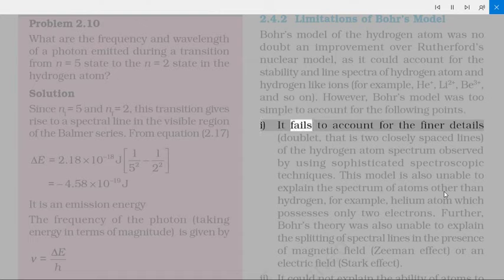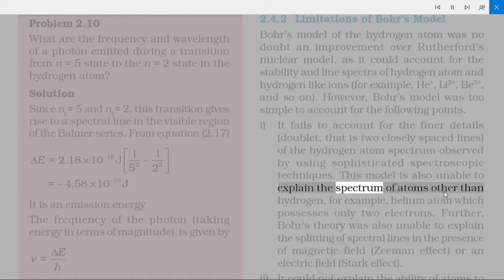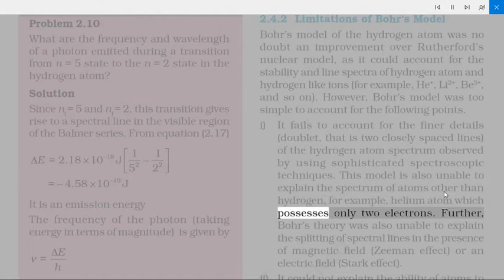One, it fails to account for the finer details (doublet, that is, two closely spaced lines) of the hydrogen atom spectrum observed by using sophisticated spectroscopic techniques. Two, this model is also unable to explain the spectrum of atoms other than hydrogen, for example, the helium atom, which possesses only 2 electrons.